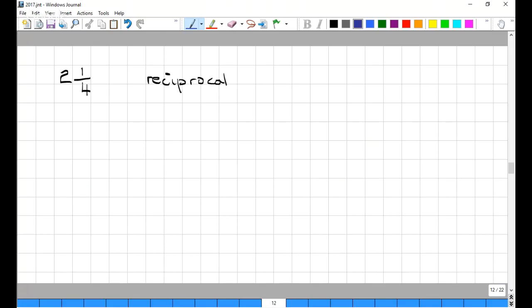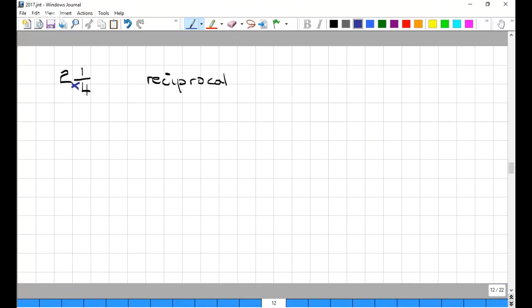Sir, it's a mixed number. It's a mixed number. What would I need to do with this mixed number? Sir, change it to an improper fraction. Okay, Akeem, how do I change 2 1/4 to an improper fraction? Sir, you multiply the whole number by the denominator and add your numerator. So I'm going to multiply the whole number by the denominator, and add the numerator.